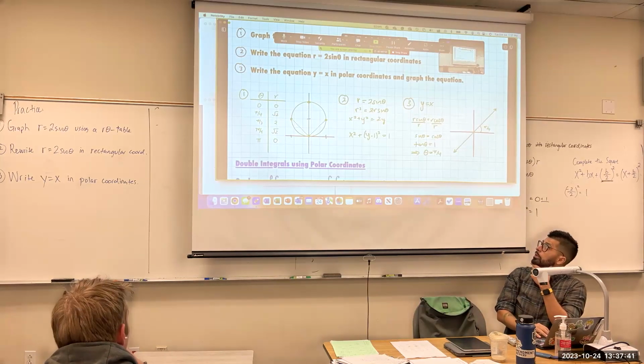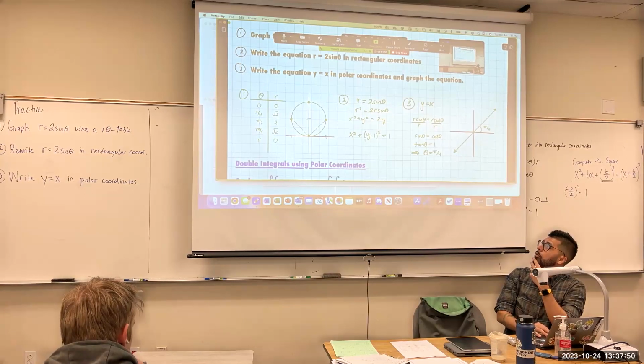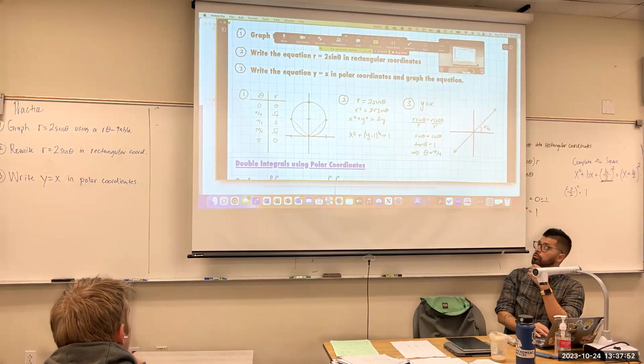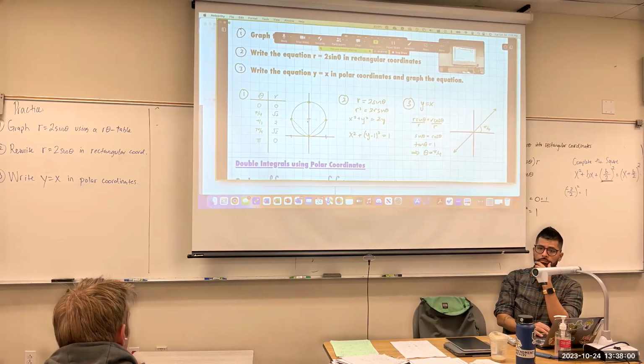Okay? To write this in rectangular coordinates, it's very similar to the previous problem we did, except that now you're going to get 2y. So when you complete the square, you're going to get (y minus 1) squared. So notice it's a circle of radius 1 whose center is at (0, 1). Questions on those two?